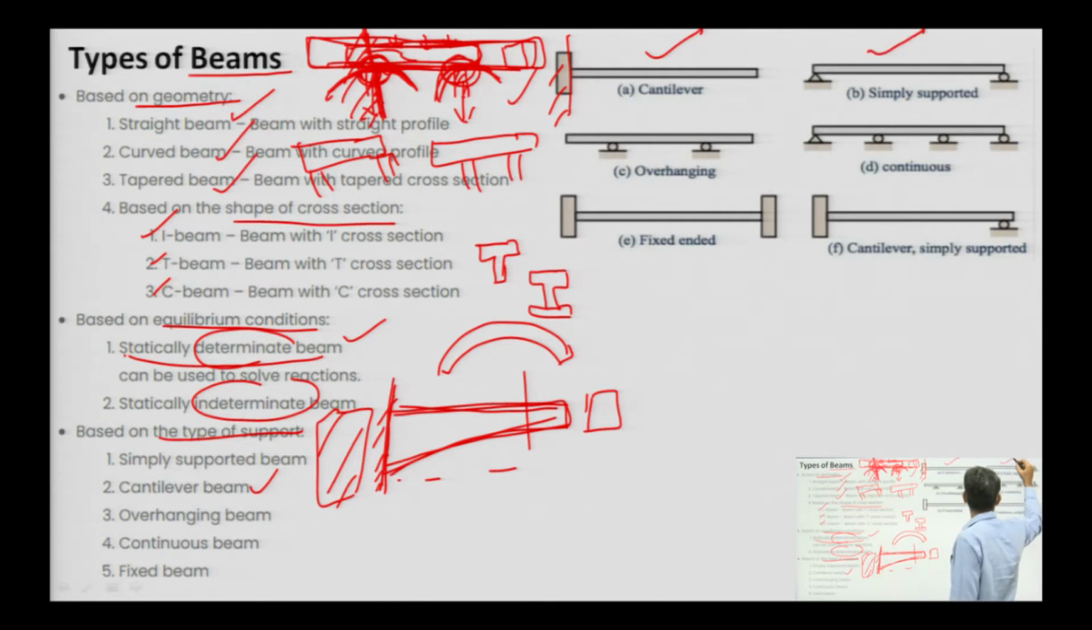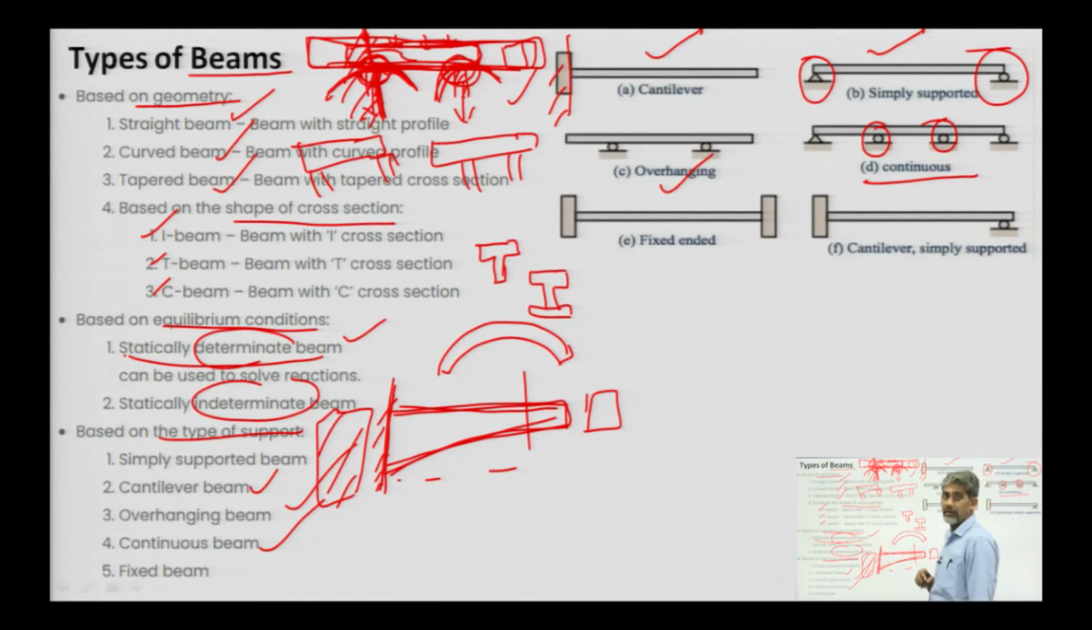A simply supported beam we can represent in this manner, okay. Overhanging beam, we have this symbol to represent it. Continuous beam, this is the symbol. Why is it continuous? Because it is supported on more than two supports, that's why it is continuous, okay. This first beam is continuous.